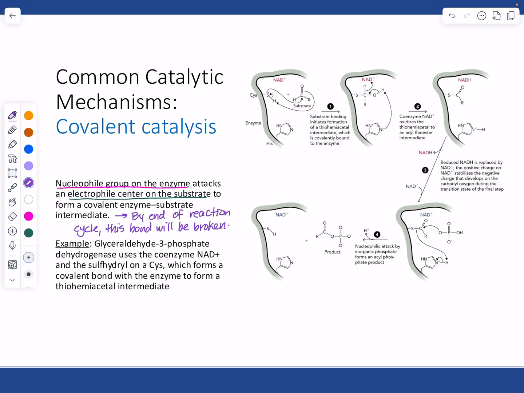So we're going to look at the example of glyceraldehyde 3-phosphate dehydrogenase. This is one that uses a coenzyme NAD+, and the sulfhydryl on a cysteine, which forms a covalent bond with the enzyme to form what we call a thiohemiacetal intermediate. Okay, so here we go.